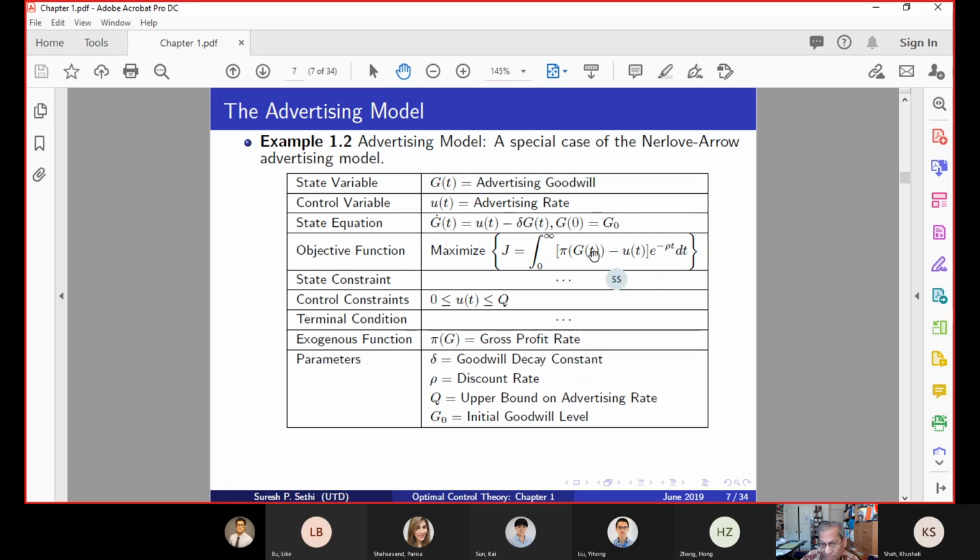And in continuous time, when you discount, it's e to the power minus rho t. Is that clear to everybody? This is generally what we do when we discount in continuous time. If we discount in discrete time, you divide by 1 plus rho to the power t. Okay? But in continuous time, it becomes e to the minus rho t.